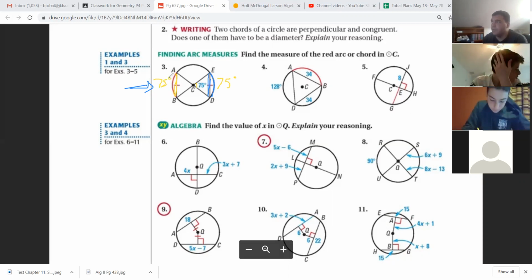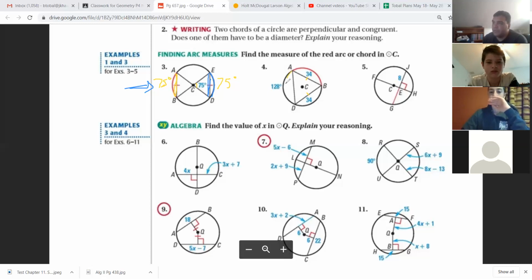Very straightforward, but the problem is just how do we know that? We know that because the chords are equal. That's the only way we actually know that. Okay, next one. So this is 34 and this is 34. So since they're both 34, we can say they're congruent to each other.